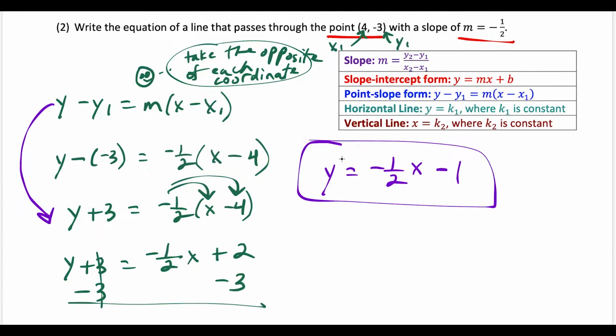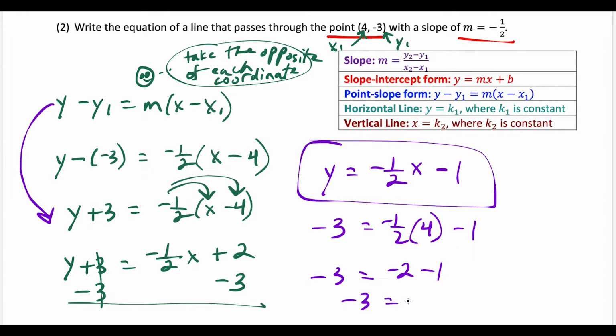So here's our equation. And once again, it always makes sense to just plug in real quick to check. So y is -3. Is that equal to -1/2 times x equals 4 minus 1? And then this gives us -3. If I do -1/2 times 4, that's -2. And then we have -1. And -3 equals -3 definitely checks out. So this was our check. And this line is good.